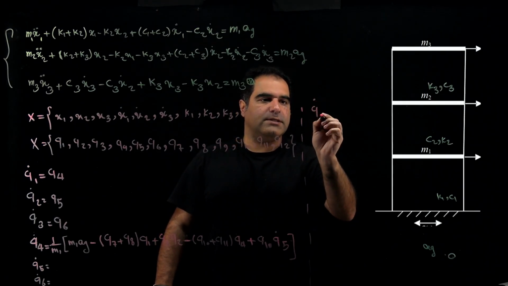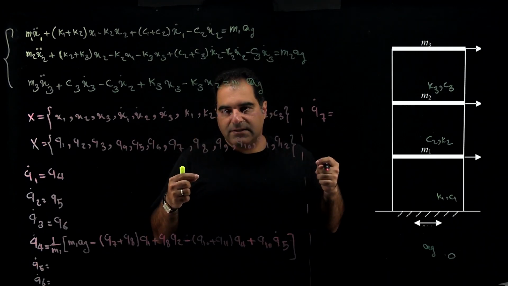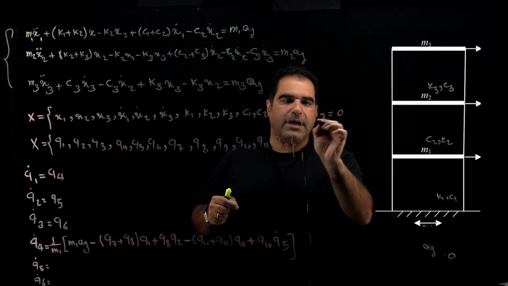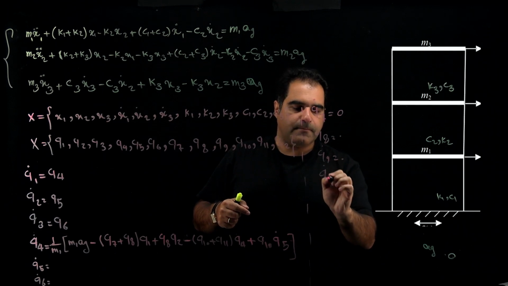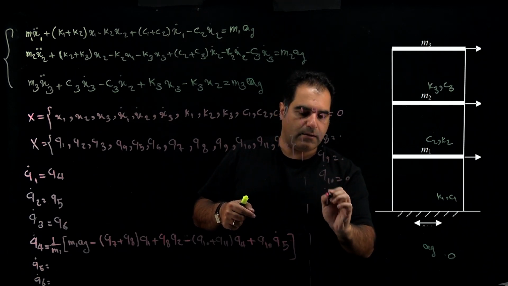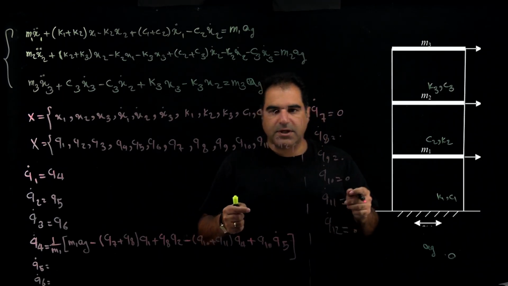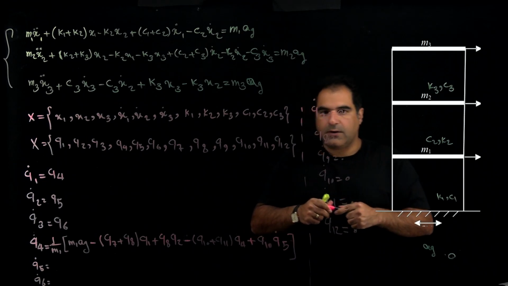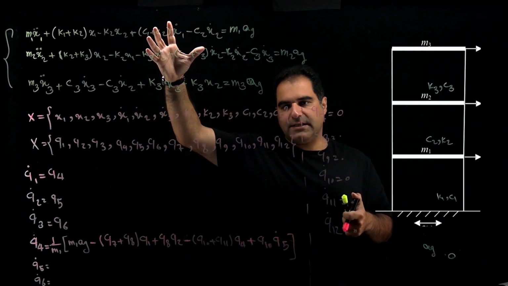What remains is, for example, Q dot 7. Q7 was K, and because we assume the stiffness is fixed, its Q dot will be 0. The same as for Q dot 8, Q dot 9. As you see, because we assume that the stiffness and damping values are constant, the derivative is equal to 0.